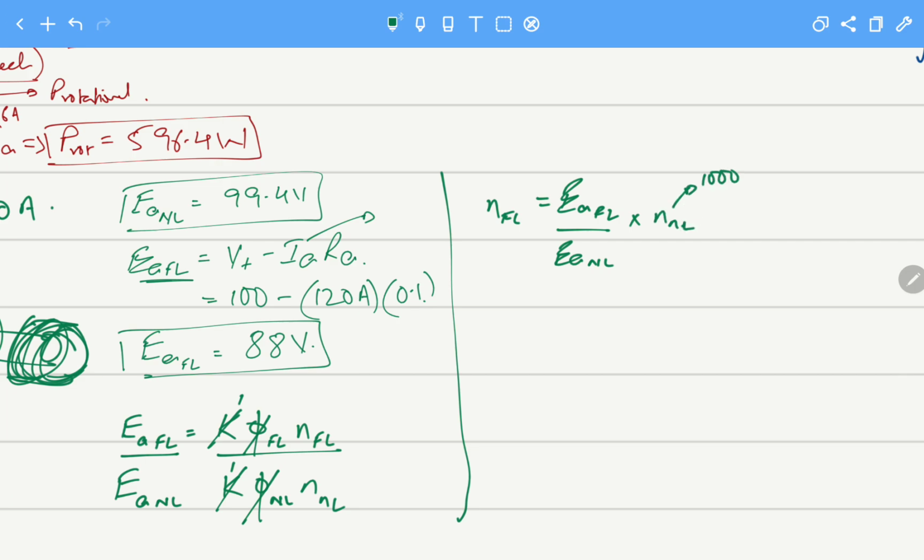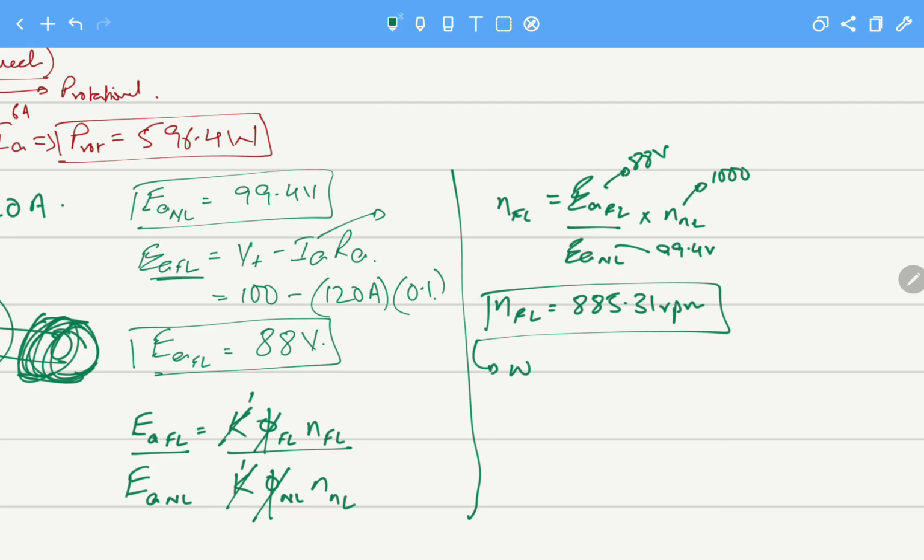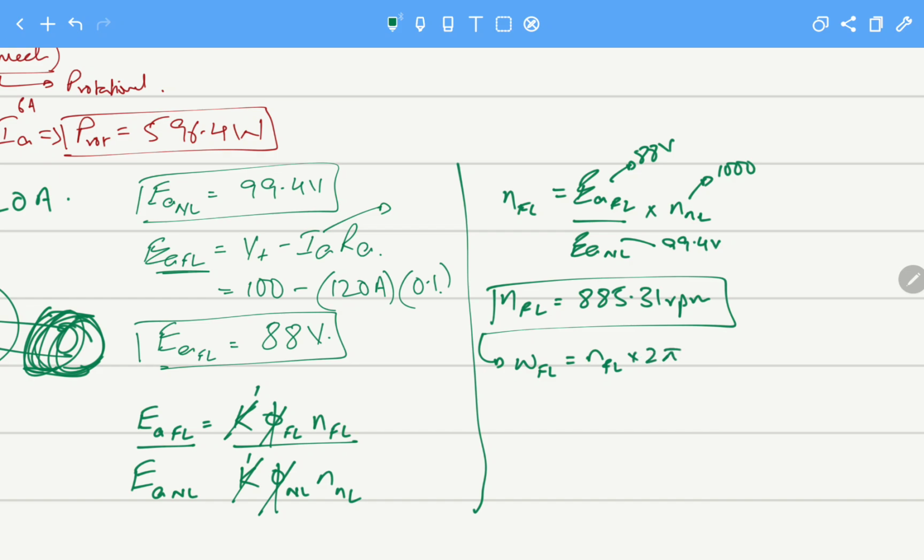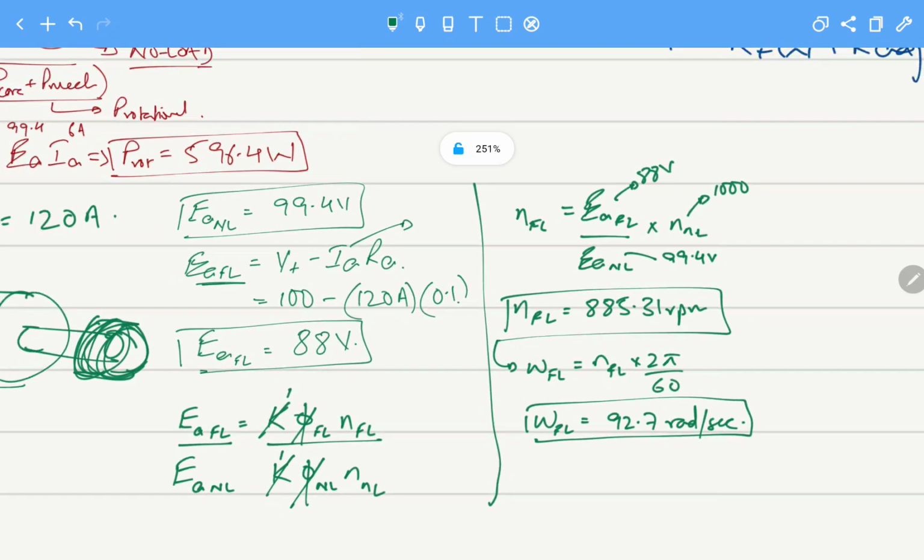So here, at no load this was 1000 RPM. It's given in the question. At full load it is 88 volts, and at no load it is 99.4 volts. So the speed at full load would be 885.31 RPM. This will be the speed when the machine is loaded. Now to convert this into radians per second, we multiply by 2 pi divided by 60. So this becomes 92.7 radians per second. That's the angular velocity.